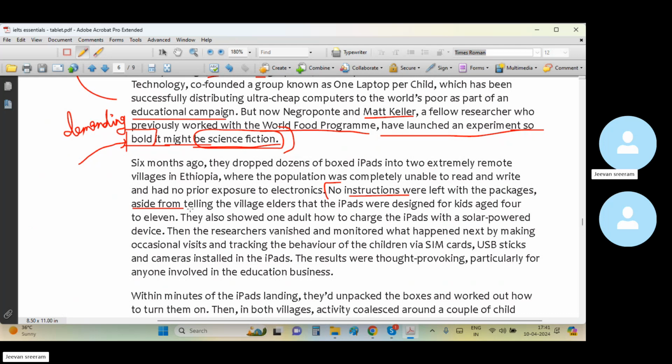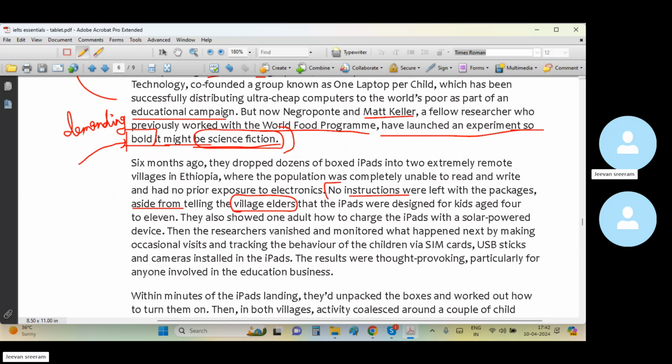So villagers were actually told. Only elders, village elders. Except doing this, no instructions were left. Here it gives a meaning like "except". Except telling the village elders that the iPads were designed for kids aged 4 to 11, no instructions were left. Okay, what does that mean? Villagers are aware or unaware? Aware. They knew that these gadgets are for children. But no instructions were left with the packages.